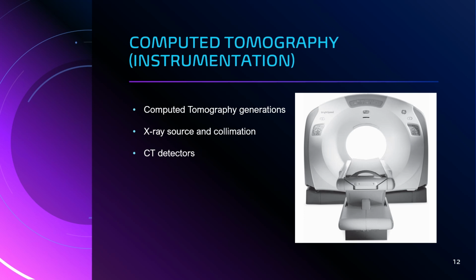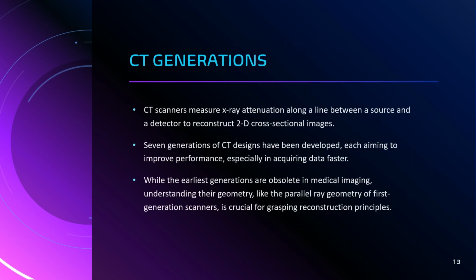So for the instrumentation part, first we will discuss computed tomography generations. Then I will cover the X-ray source and collimation part, which is different from that of projection radiography. And finally, I will be covering CT detectors. So first, talking about CT generations.